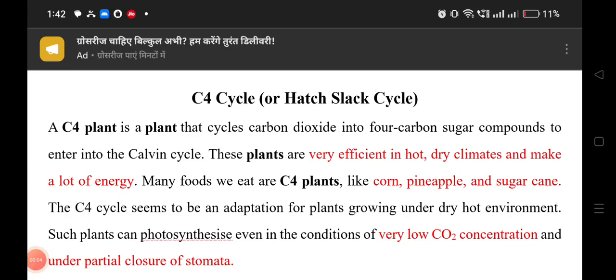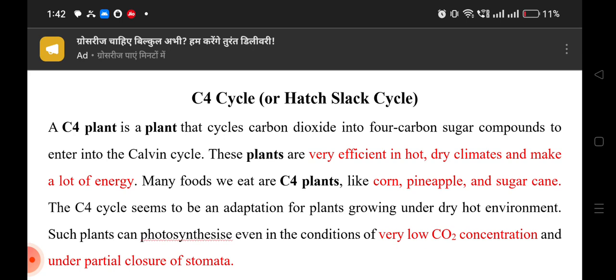So in this video I'm going to talk about the C4 cycle, which connects with the Calvin cycle described in the earlier video. That is also called the C3 cycle. So what is the difference between a C3 cycle and a C4 cycle? Let's discuss that. In a C4 cycle, a C4 plant is involved.